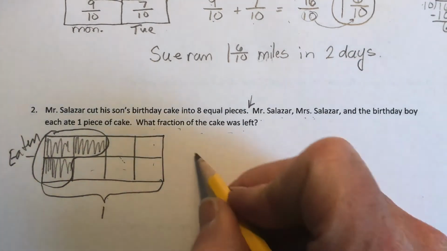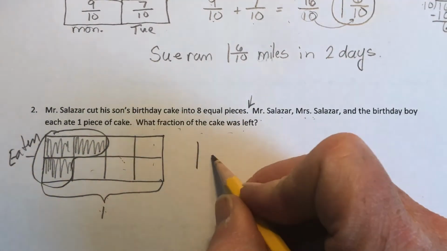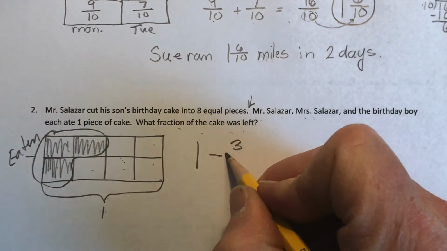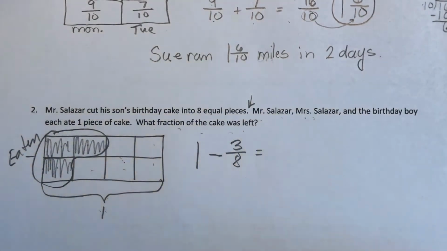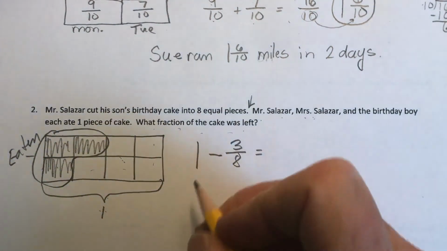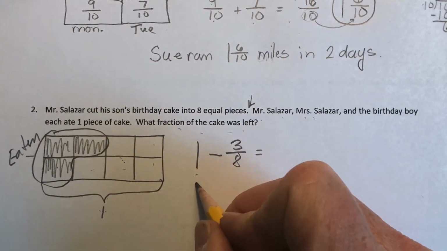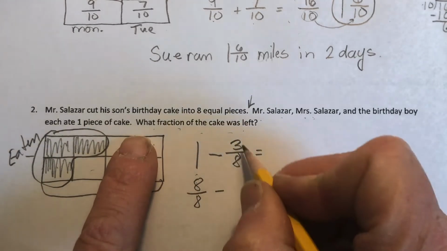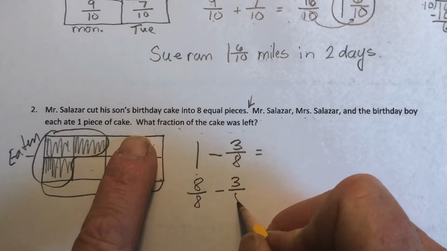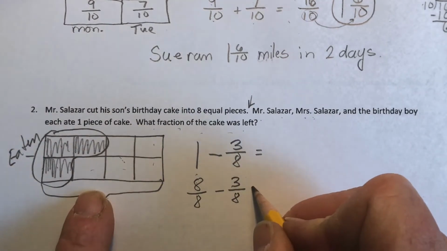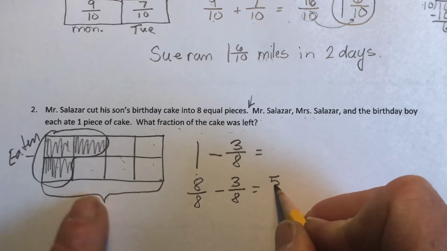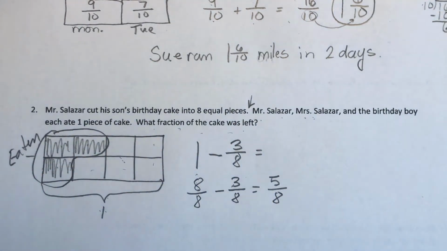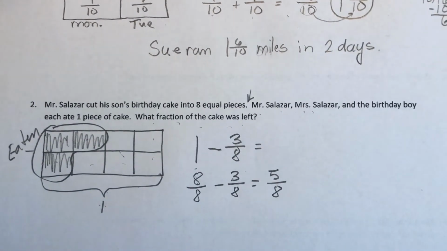But if I were going to do that, I'm going to say 1 whole cake minus 3/8. Okay, and what does that equal? Well, we got to change that 1 into a fraction, right? We got to change this 1 into 8/8. The whole cake is 8/8. And I'm going to subtract this 3/8, the amount that was eaten. And then that's going to give me 8 minus 3. There's my 5/8 that I was looking for. 5/8 of the cake is left over. Does that make sense? I hope so.